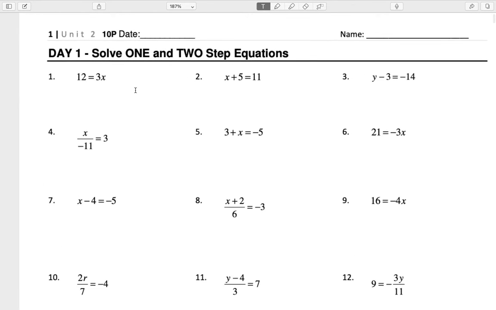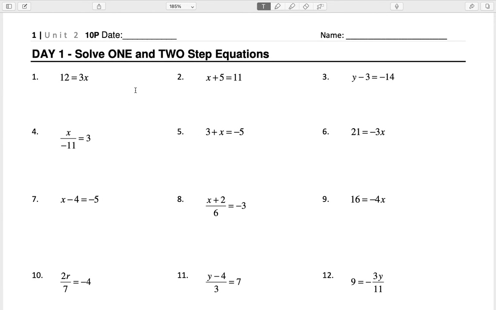So we are going to get started with solving 1 and 2-step equations. So this is like pure algebra. So let's take a look.